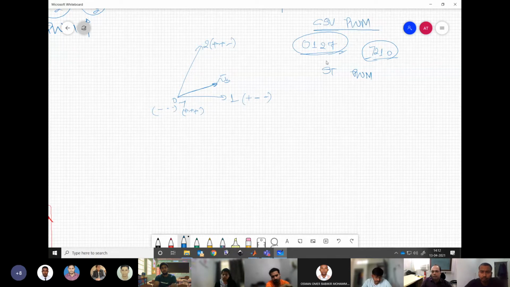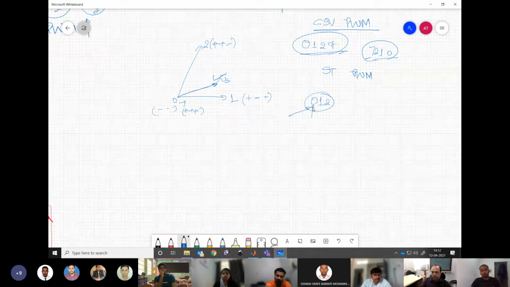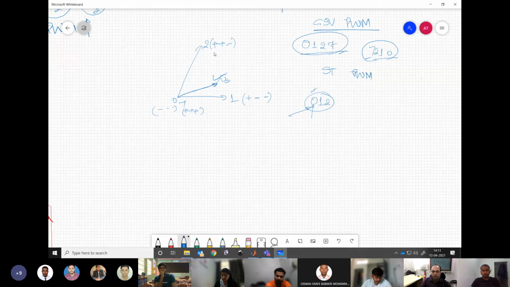Then we learned that it is not necessary to have two zero vectors. We can do the same thing by having just one zero vector. Let's say 0, 1, 2. This itself is sufficient to realize this vector. Now you understand why, right? The zero vector is not contributing. It is only maintaining the constant state. And 1 and 2 are sufficient to realize it. Similarly, we can have 7, 2, 1.